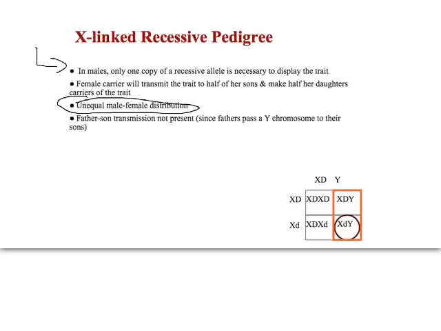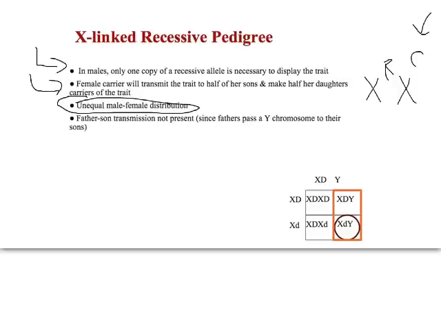Okay? So if a female is a carrier, that would be something like this genotype, where the little r is the disease, right, because it's recessive. She'll give half of her sons the disease because half of her sons will receive that X chromosome, and then she'll make half of her daughters carry the trait.